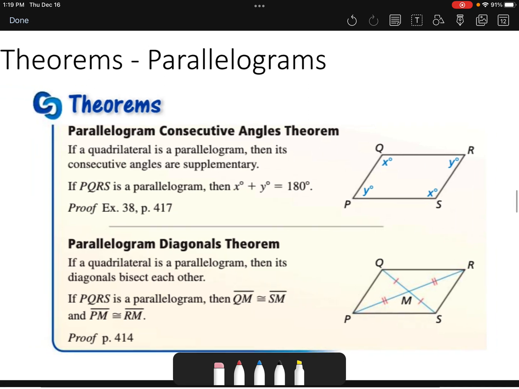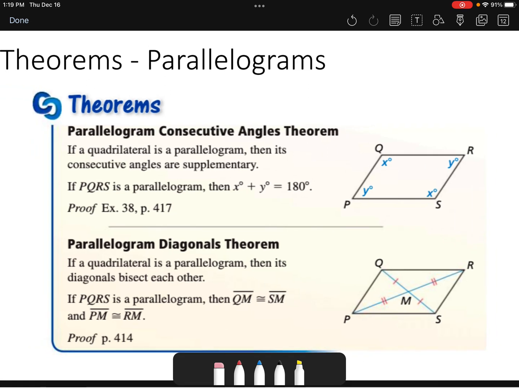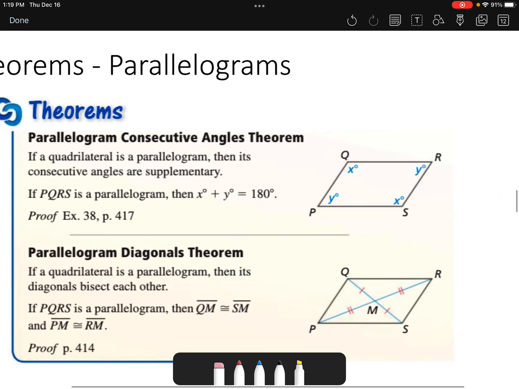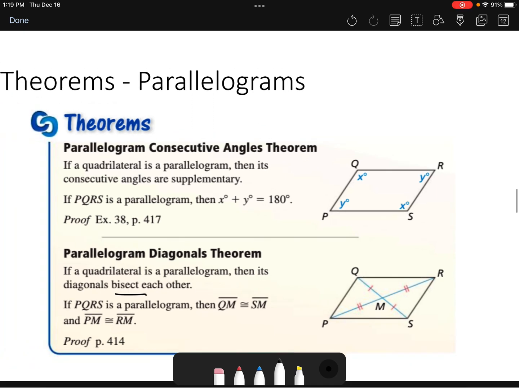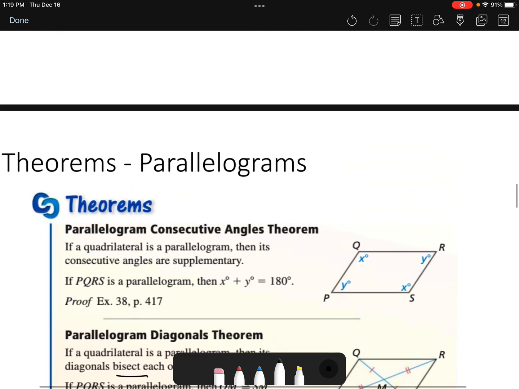And then the last property, I call them properties about parallelograms, is that the diagonals cut each other in half. They bisect each other all the time. So any parallelogram, if you draw in the diagonals, they bisect each other. They're not equal, but they cut each other in half.